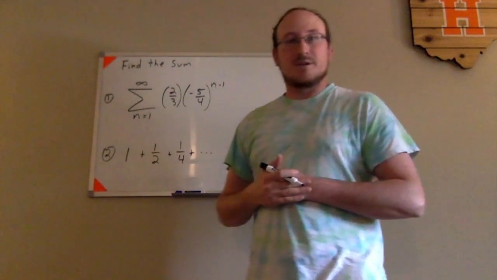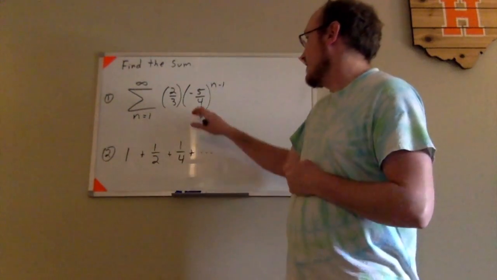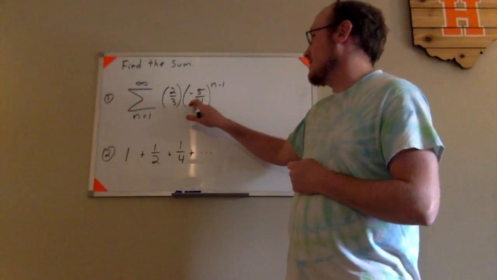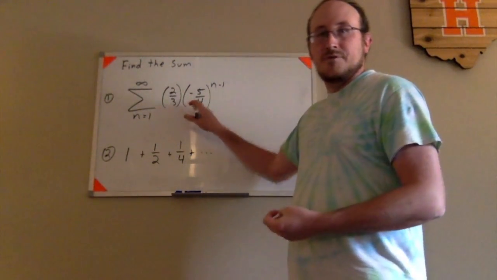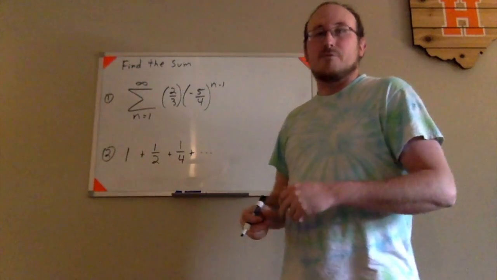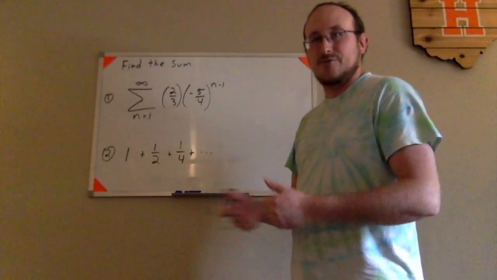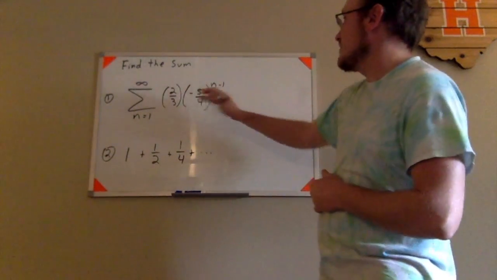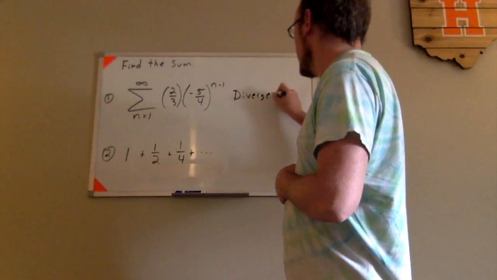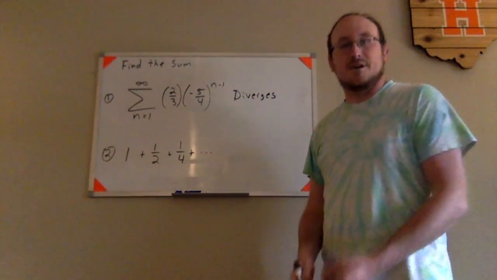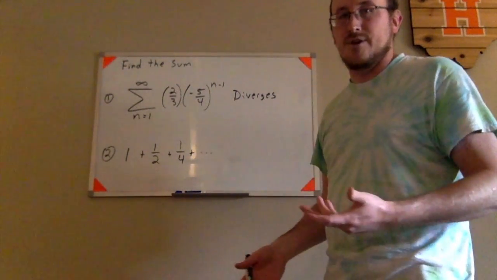Looking at this one written in summation notation, I can very quickly see the value of r, what's being taken to the power. That's where my common ratio is, negative 5/4. The absolute value of negative 5/4 would be 5/4, which is in fact greater than or equal to 1. In fact, it's greater than 1. Therefore, this series diverges and does not have a finite sum. So I'm just done. It doesn't converge to a finite sum, so there's nothing I can really do there.